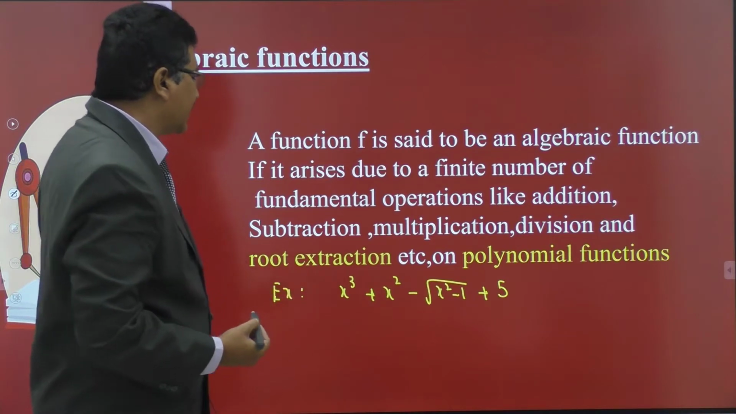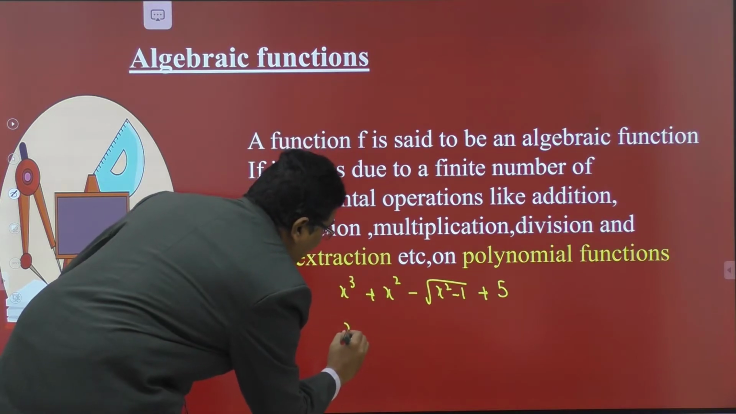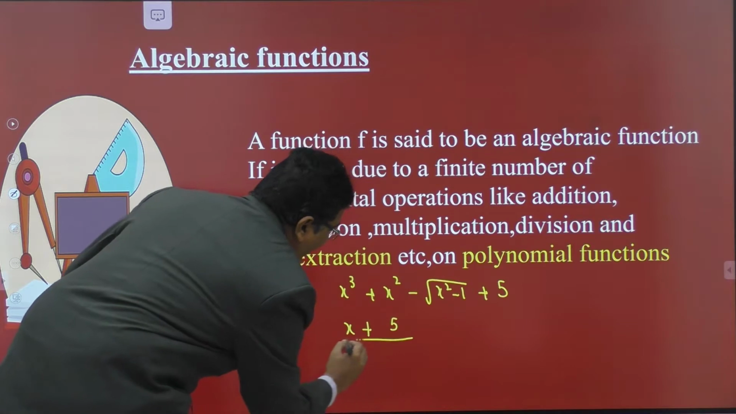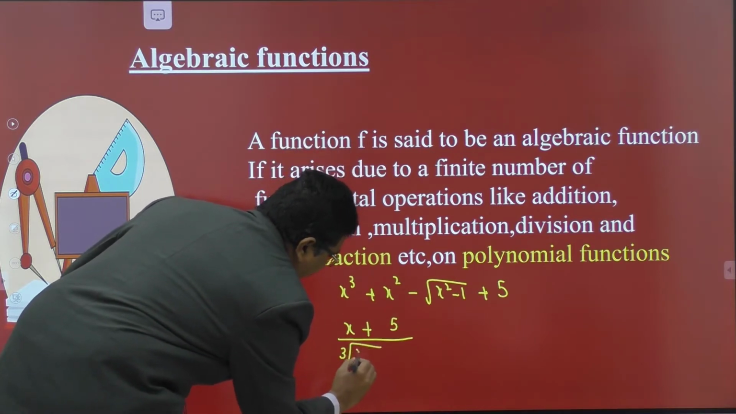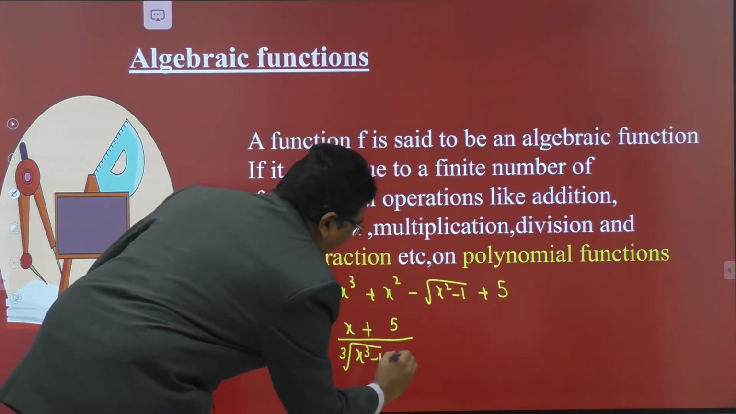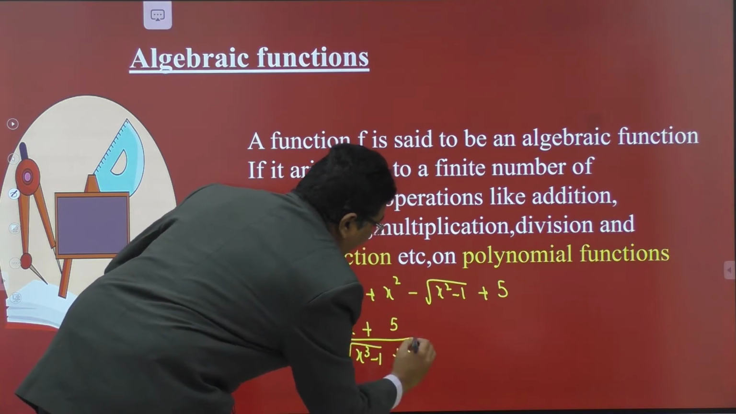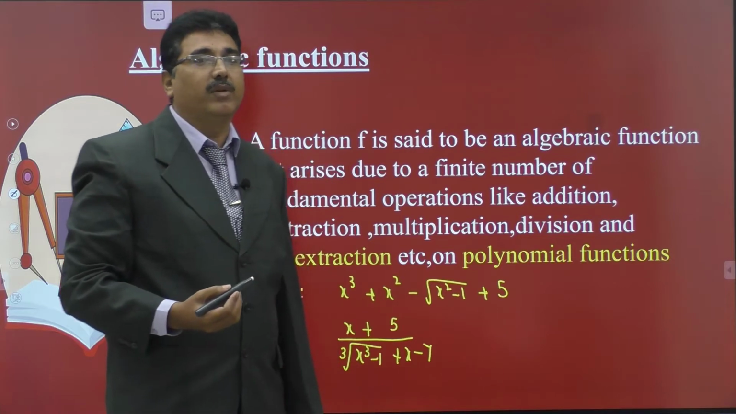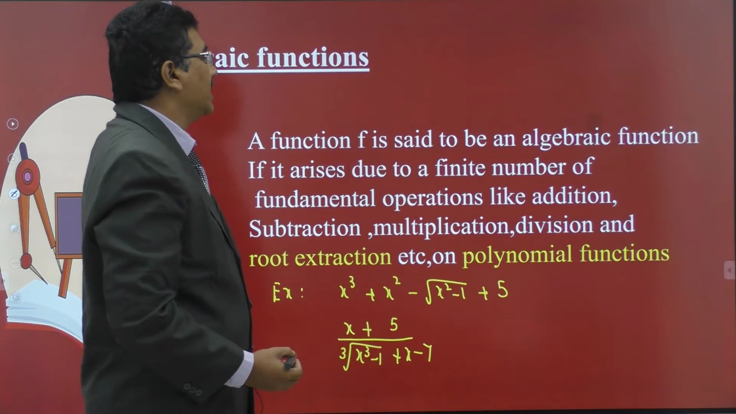Now, the second example of an algebraic function is x plus 5 divided by cube root of x cube minus 1, plus x minus 7. This is another example of an algebraic function. Now go to the definition.